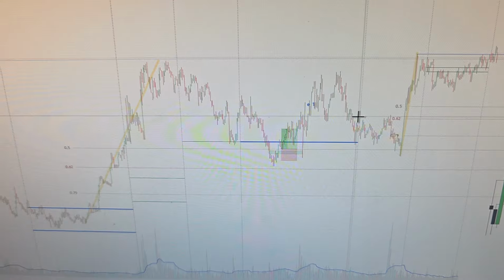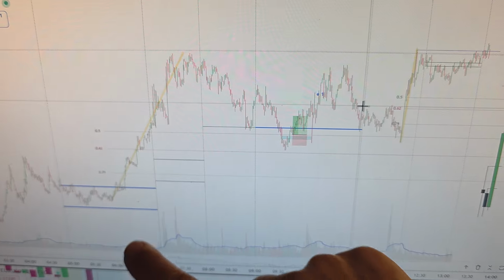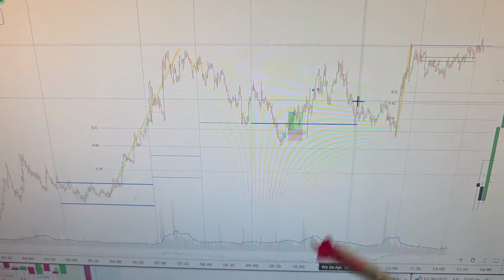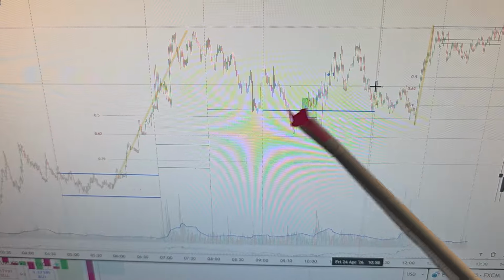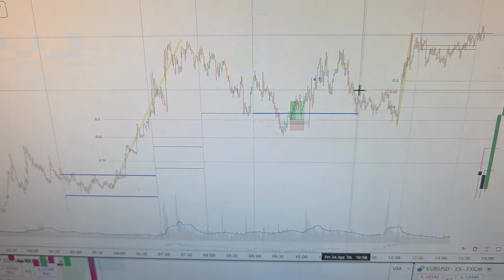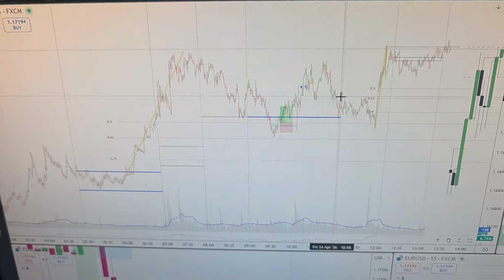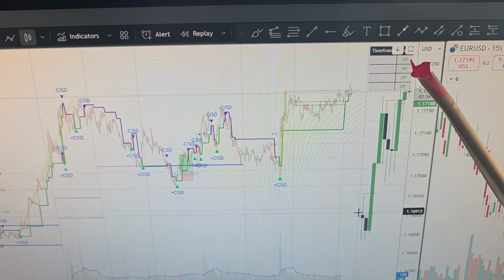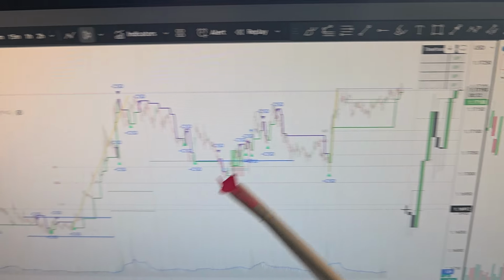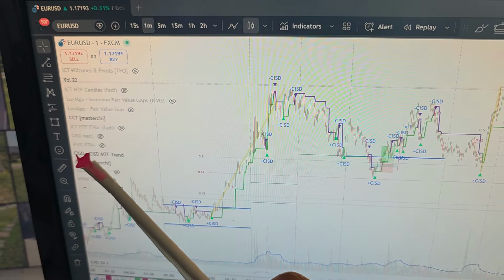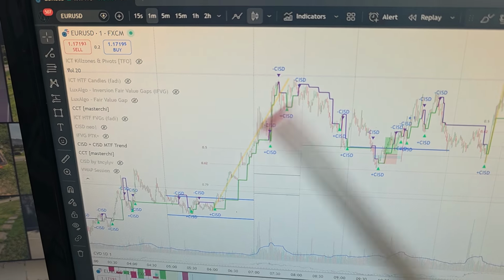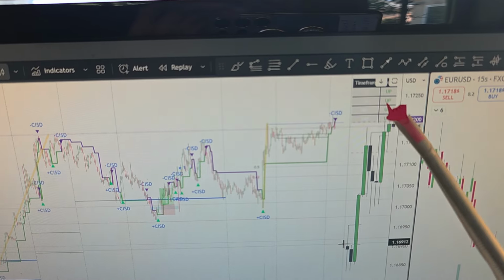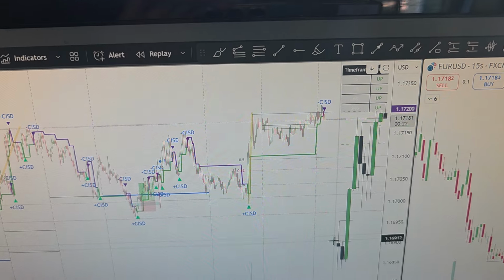Now let's look at the entry model. So we have the 2-hour impulse wave, we have the 50% retracement, we have the 2-hour POI. That's all A+. And we also have the multi-time frame SysD indicator. This one, SysD multi-time frame trend, showing uptrend.